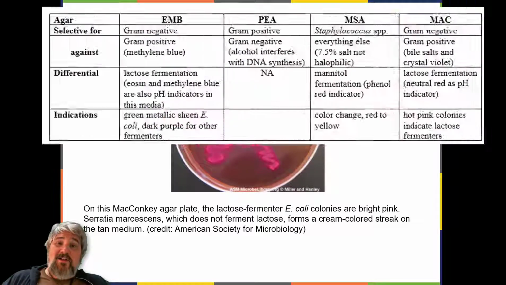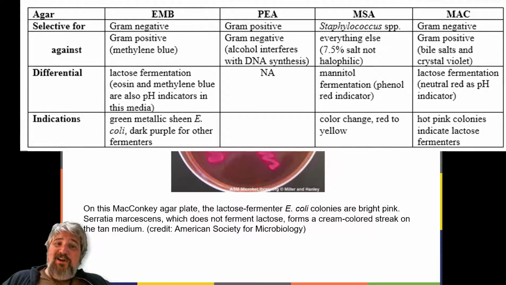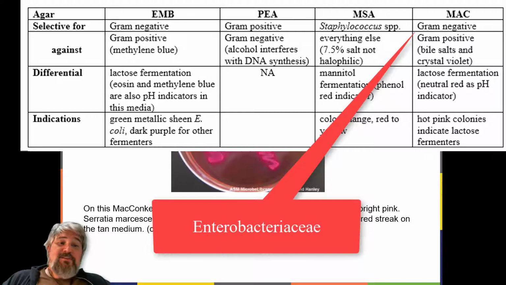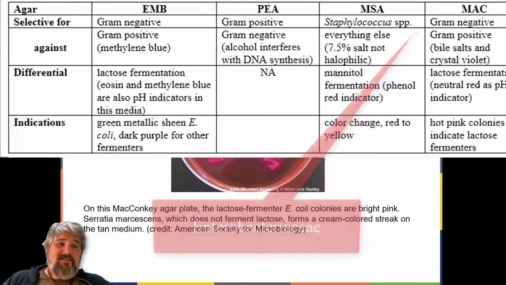It contains bile salts and crystal violet, which interfere with the growth of many gram-positive bacteria and favor the growth of gram-negative bacteria, particularly the Enterobacteriaceae family. These species are commonly named enterics, reside in the intestine, and are adapted to the presence of bile salts.